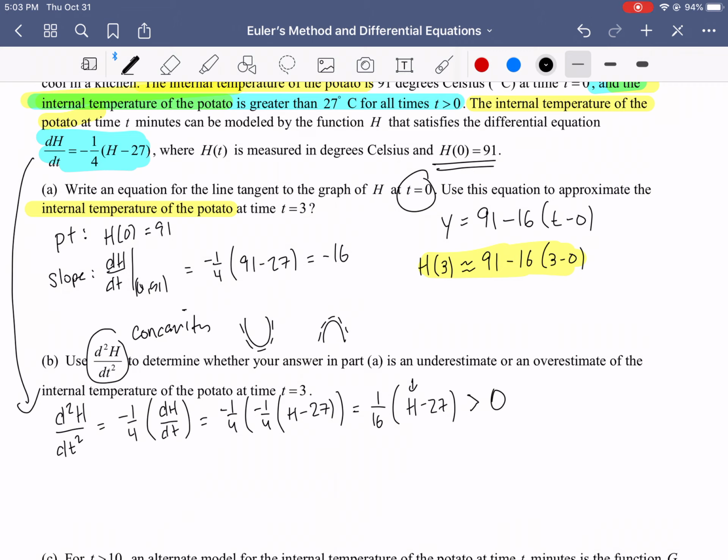And so now follow the line of thinking here. If the second derivative is positive, the graph of h is concave up, and concave up, by drawing a little picture here, means that the tangent lines are below, which means that the answer will be an underestimate. So I'm going to write a sentence here that says all of that. H is concave up. That's the conclusion that can be made from the second derivative being positive. So our answer in part A, since the graph is concave up, it must be an underestimate.